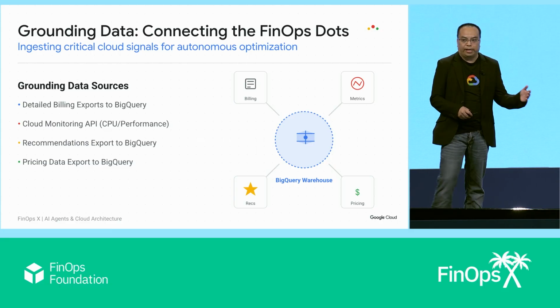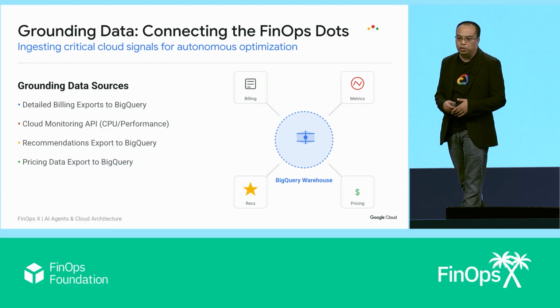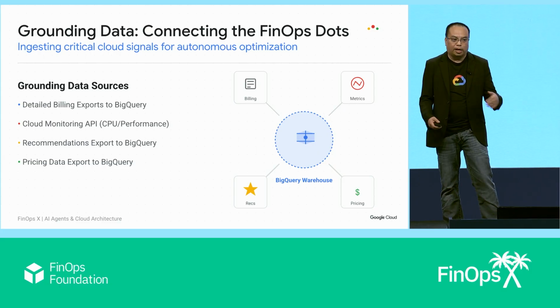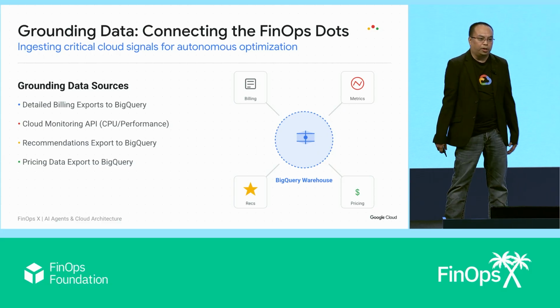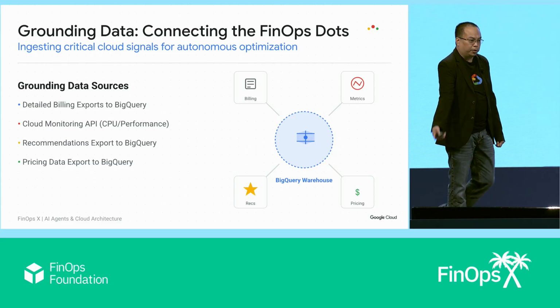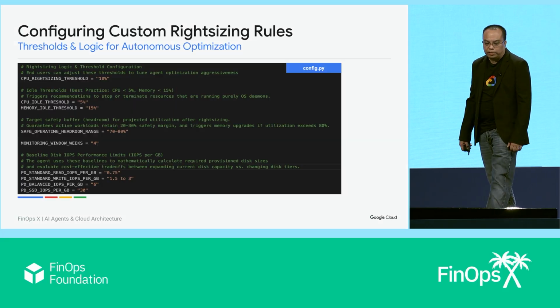When you export your pricing data, the agent has access to your contracted pricing, your custom price, not just list price, but also your SKU level pricing that you have contracted with Google. And so we use that to ground the data.